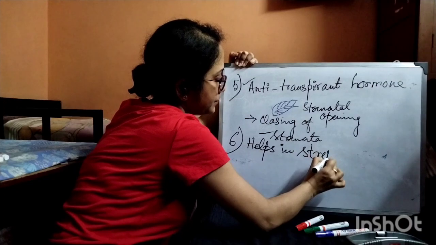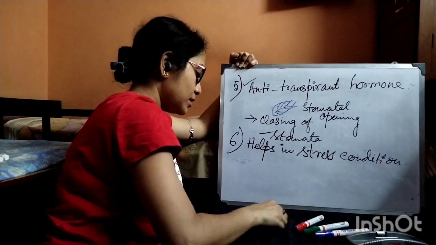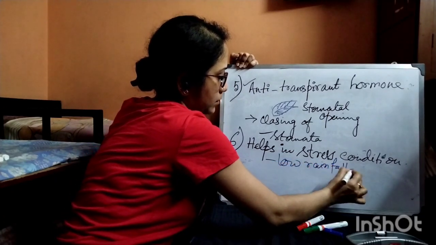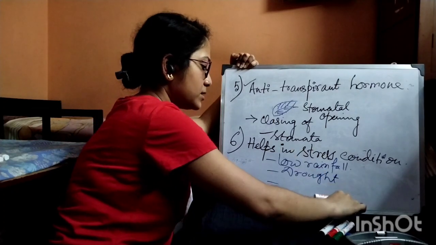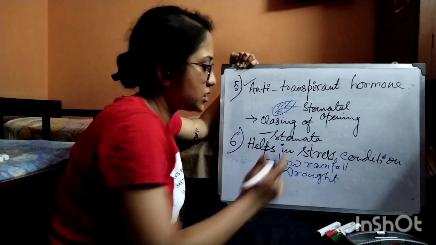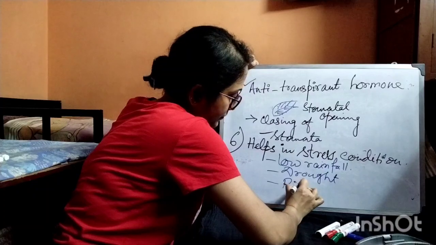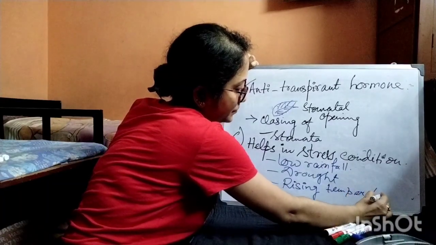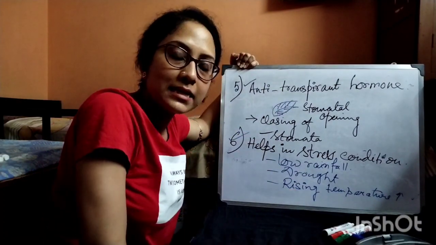Coming to the sixth point, this hormone helps in stress condition. There are so many stress conditions going on in our environment. Low rainfall, drought. Nowadays, not only the plants, we everyone also face these environmental changes very vigorously, say global warming or rising temperature, okay, rising temperature. All these unfavorable conditions, this abscisic acid hormone comes into action.